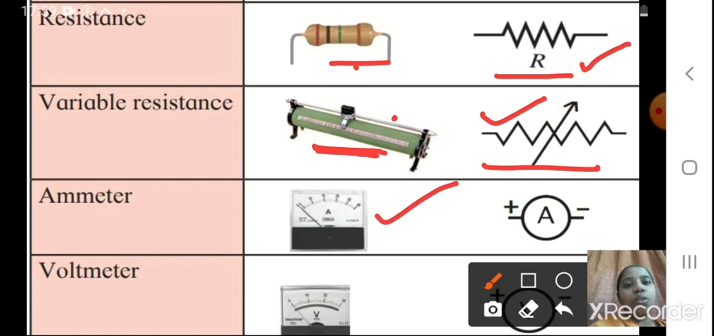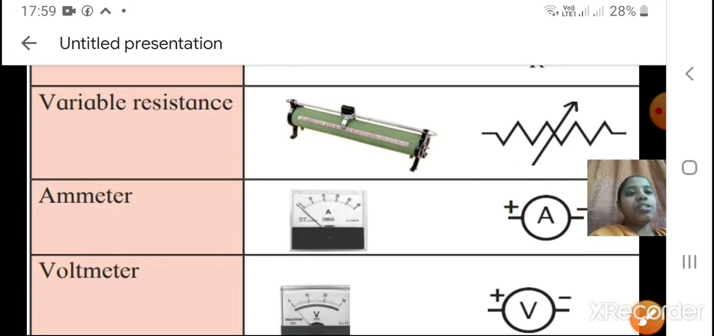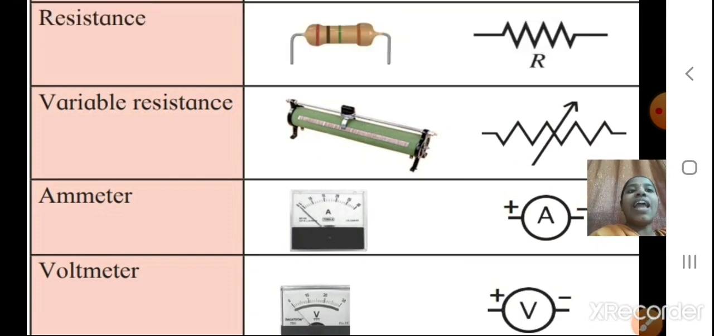Okay, the instrument looks like this, and when you draw it in the figure, you will draw it in this way. Okay students, same way, see the voltmeter also, how it looks. See, the values are also there. I told you the values are calibrated on that device. When you draw it in the circuit, it is also shown. For the ammeter you have two wires, positive and negative. The voltmeter also has two terminals, positive and negative.